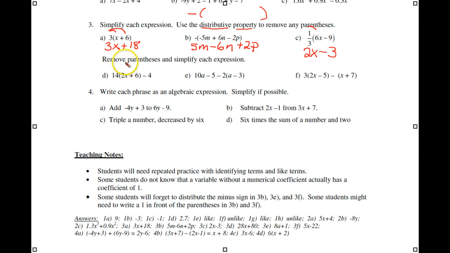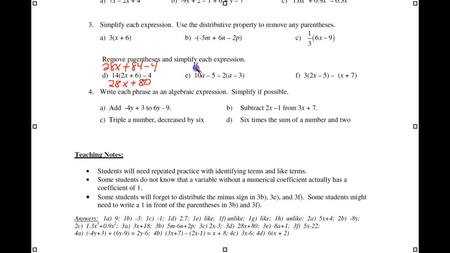Now here they want us to remove the parenthesis and then simplify by combining like terms. So let's put that up here and clear this up a little bit. So 2x times 14 will be 28x. 14 times 6 is 84. And we have a negative 4 here. So we don't have any variables that are like terms, but these are like terms. So 28x plus 80.